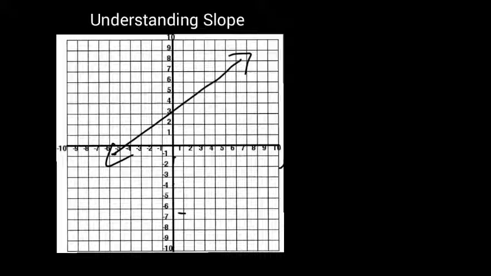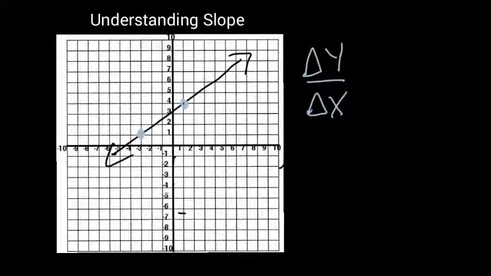Alright, let's talk about understanding slope. What you have to know about slope is the change in y over your change in x, and that's what that little triangle means. It means change. So first we need to find a set of points on this line. I got a point right there and then another one right here.